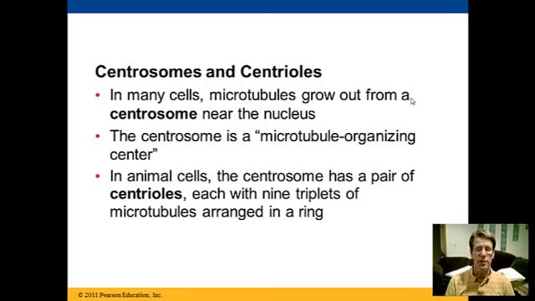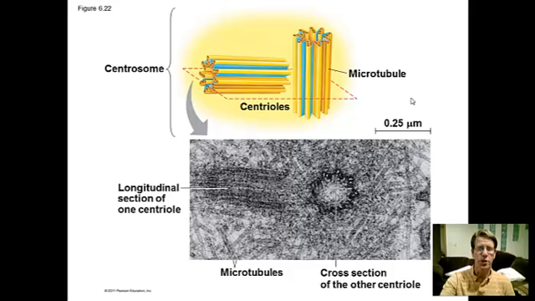And in animal cells, this is a very complicated process where the centrosome uses these centrioles, each with 9 triplets of microtubules arranged in a ring, usually around another pair of microtubules. In this case, with the centrosome, it's just a ring structure. You can see a cross section of a centriole that has been taken by a transmission electron microscope.